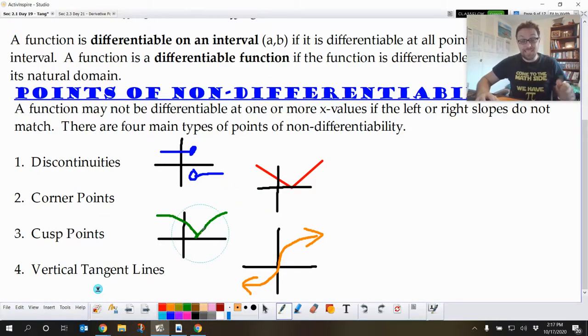We also don't like cusp points for the same reason we don't like these. So we're curving in all right, but then it's like, okay, well, which one do we listen to as we're checking that limit?